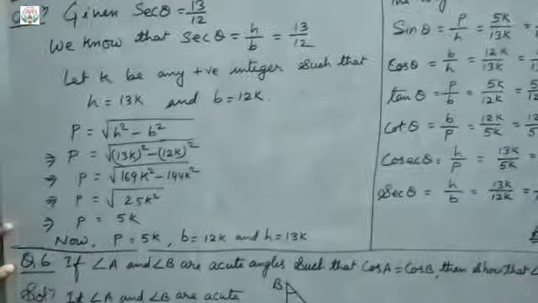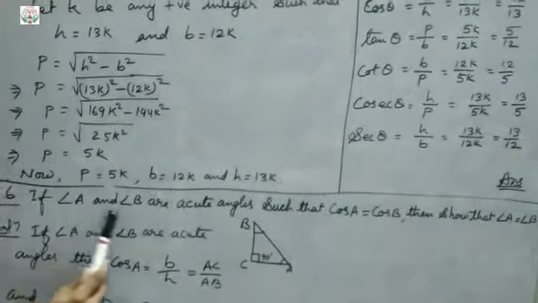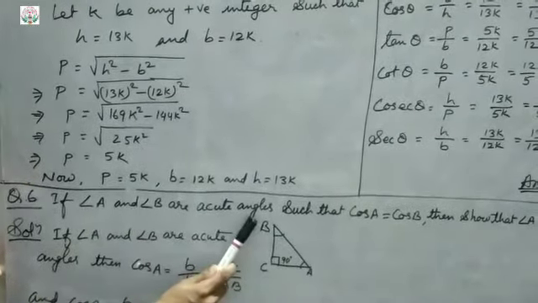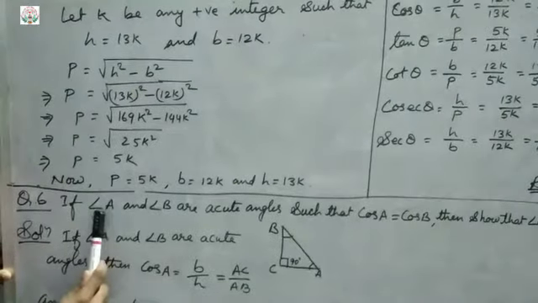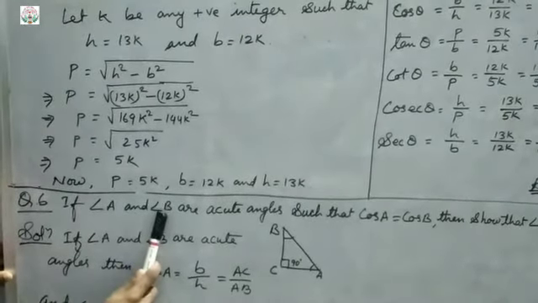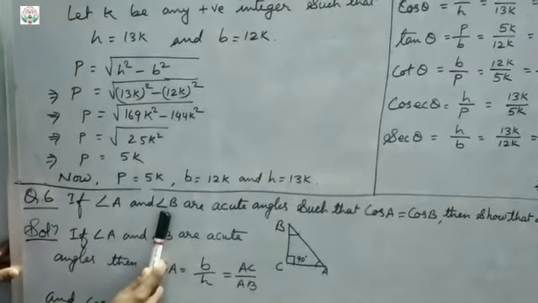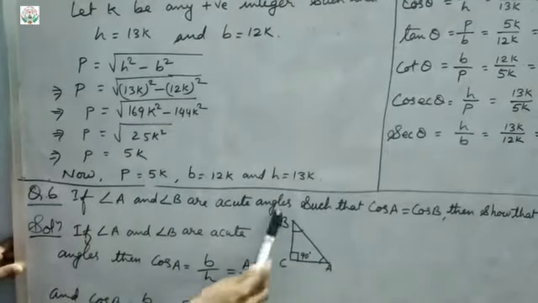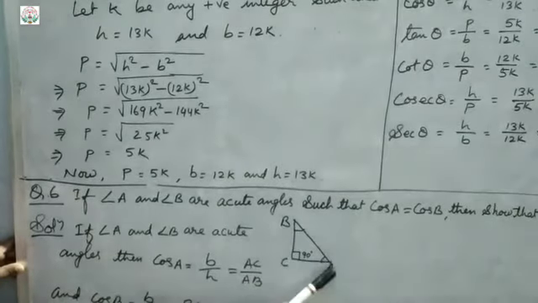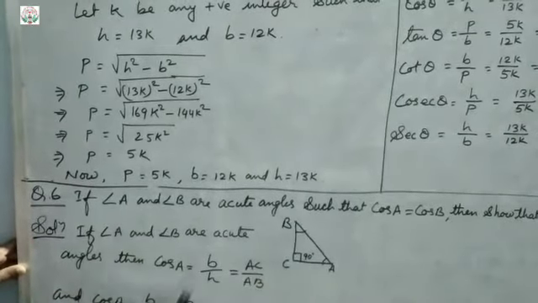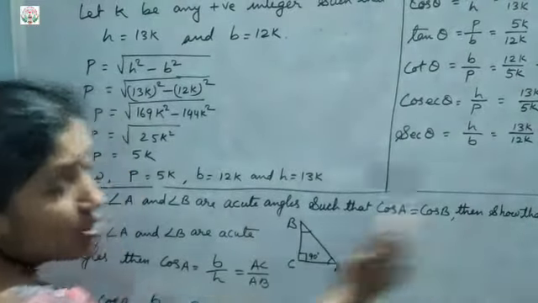Now after that we can see the sixth question. The sixth question is given as: if angle A and angle B are acute angles such that, acute means, you know, less than 90 degrees. So angle A is less than 90 degrees, angle B is less than 90 degrees. So which angle will be equal to 90 in a right angle triangle? Definitely angle C. See the figure. ABC is a right angle triangle in which C is 90 degrees. Angle A and angle B are acute angles such that cos A equals cos B. Then show that angle A equals angle B.